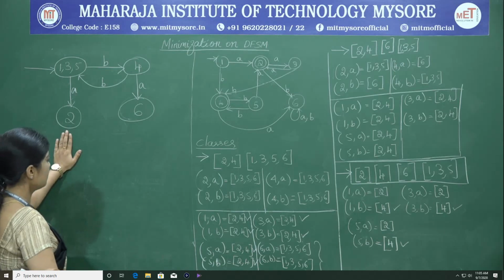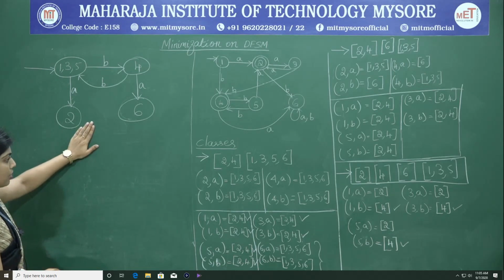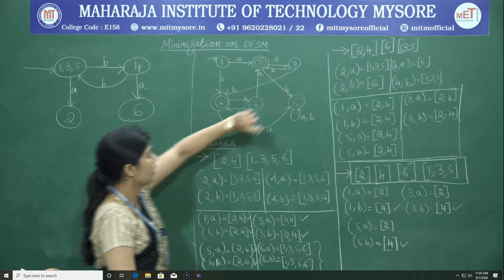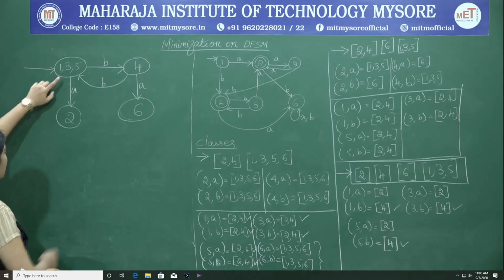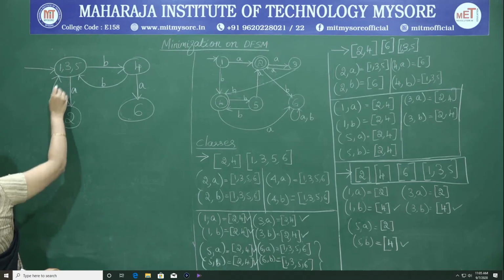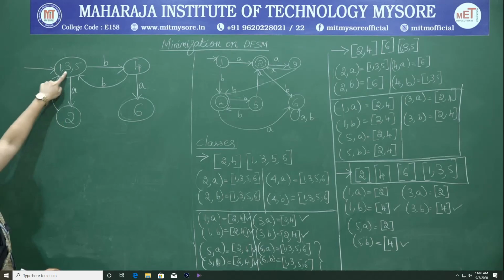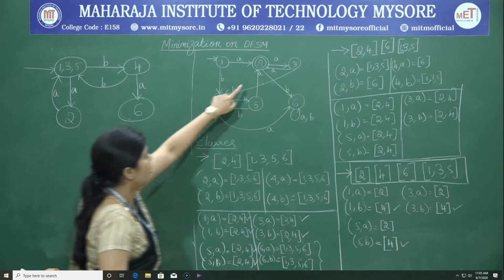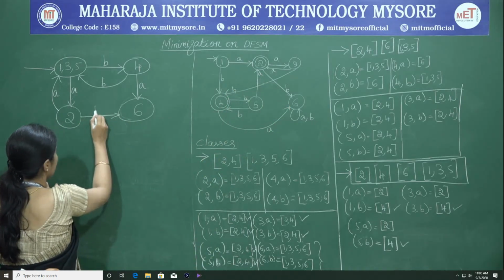Next we'll consider 2. From 2 we have to find out the transitions on A and B. So 2 on A is going to 3. The class that contains a 3 is nothing but this state 135. So 2 transition on A is going to 135. Then 2 on B is going to 6, so therefore directly to the class 6.